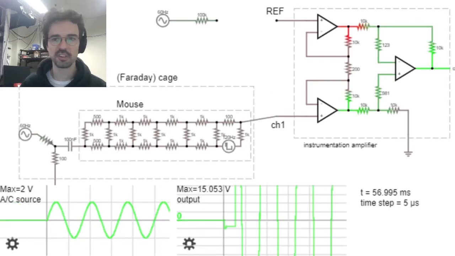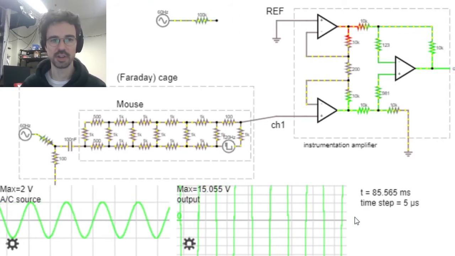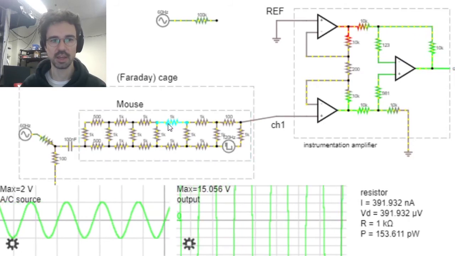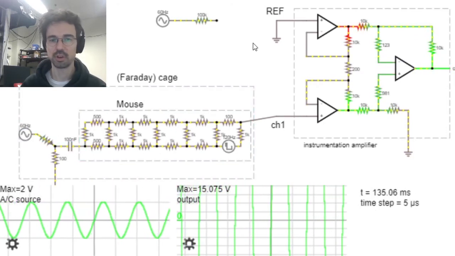And so we could, for instance, begin by just grounding the reference and see what happens. This obviously doesn't work well, and all we're seeing is some saturating noise signal because the animal is being pulled up and down by the environmental noise through the cage, and we're not subtracting that out.